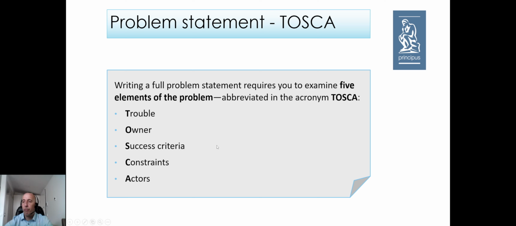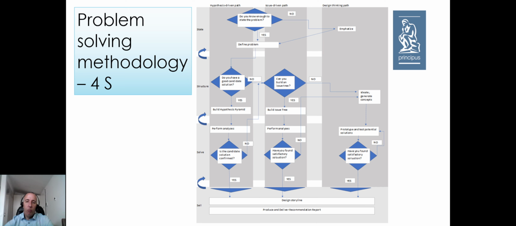If we want to structure our approach to problem solving, we can use the 4S methodology that was introduced by Bernard Garrett, Corey Phelps, and Oliver Sibony in the book Crack It. The 4S method has 3 paths: hypothesis-driven, issue-driven, and design thinking. Each path covers 4 stages. They are state, structure, solve, and sell. If we go more into the details, we can follow these steps.